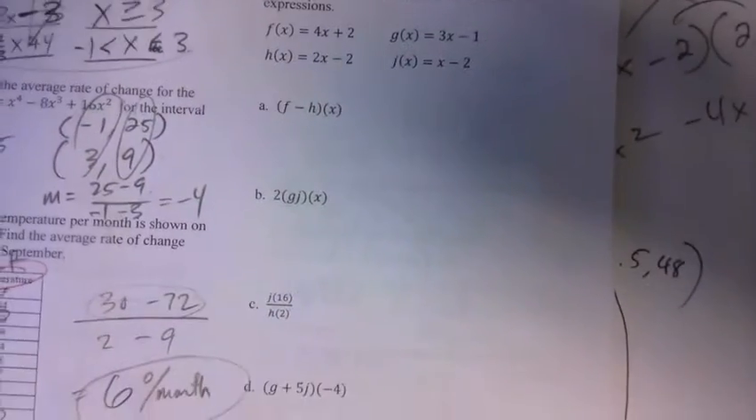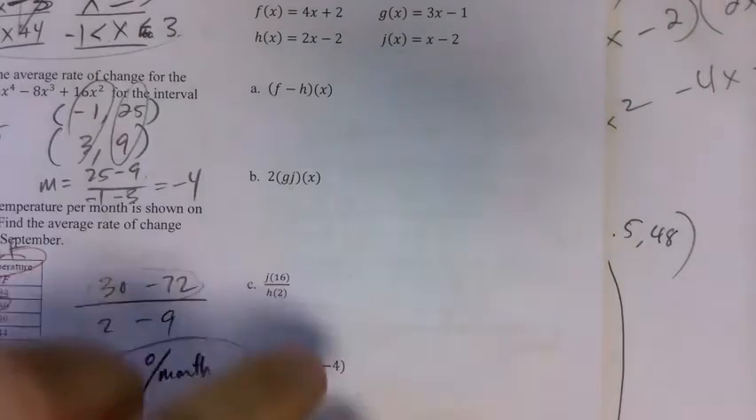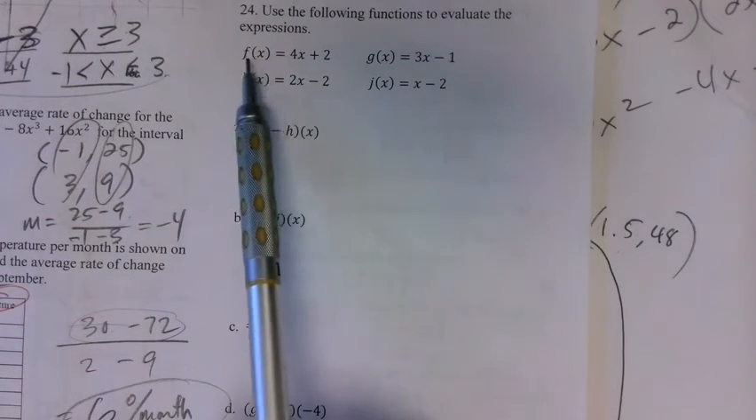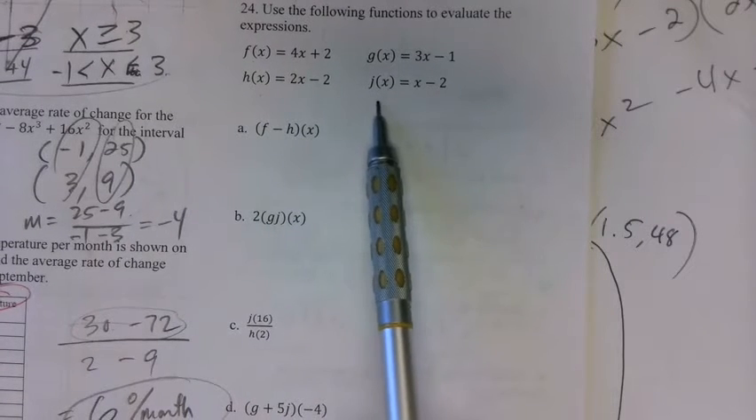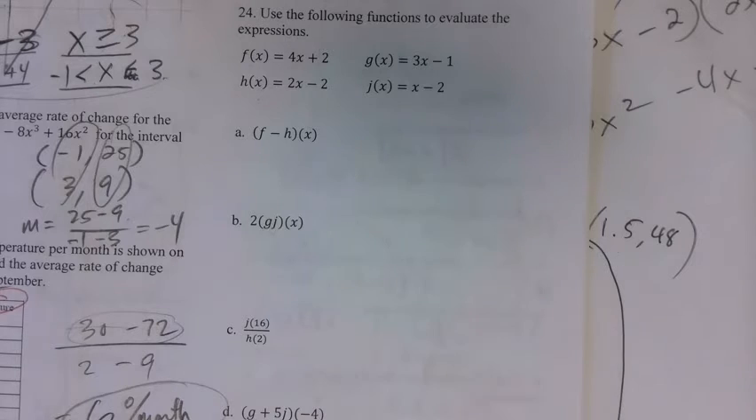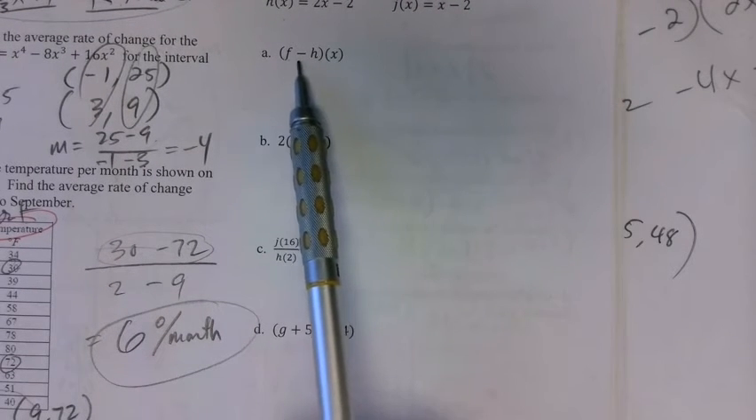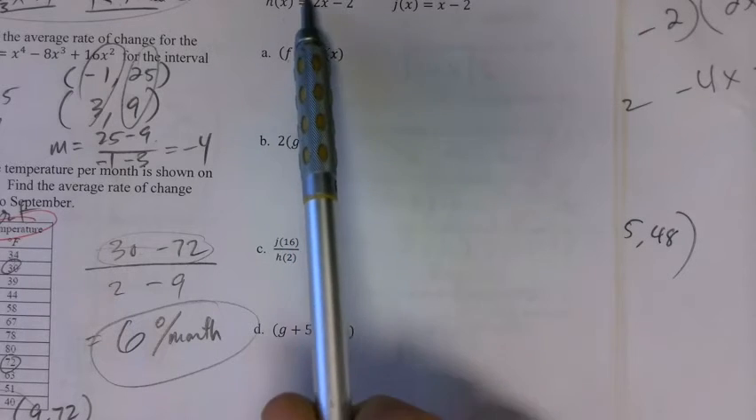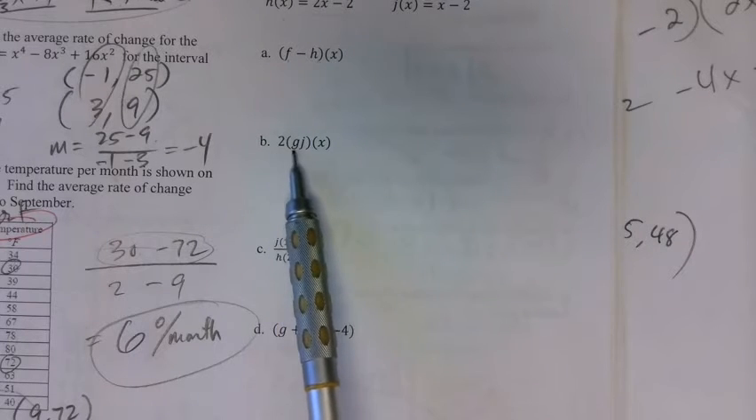Now, this is the part that a lot of y'all struggled on. Some people did really good and other people didn't, but people tended to do really good here or really bad. Use the following functions to evaluate the expressions. And I've got f of x equals this, g of x equals this, h of x equals this, and whatever that is, j of x equals that. So every single one of these, you've got functions, and it's telling you what to do with the functions. So this is saying f minus h. So I'm going to take f, which is here, and subtract h, which is there. This is saying 2 times g times j.